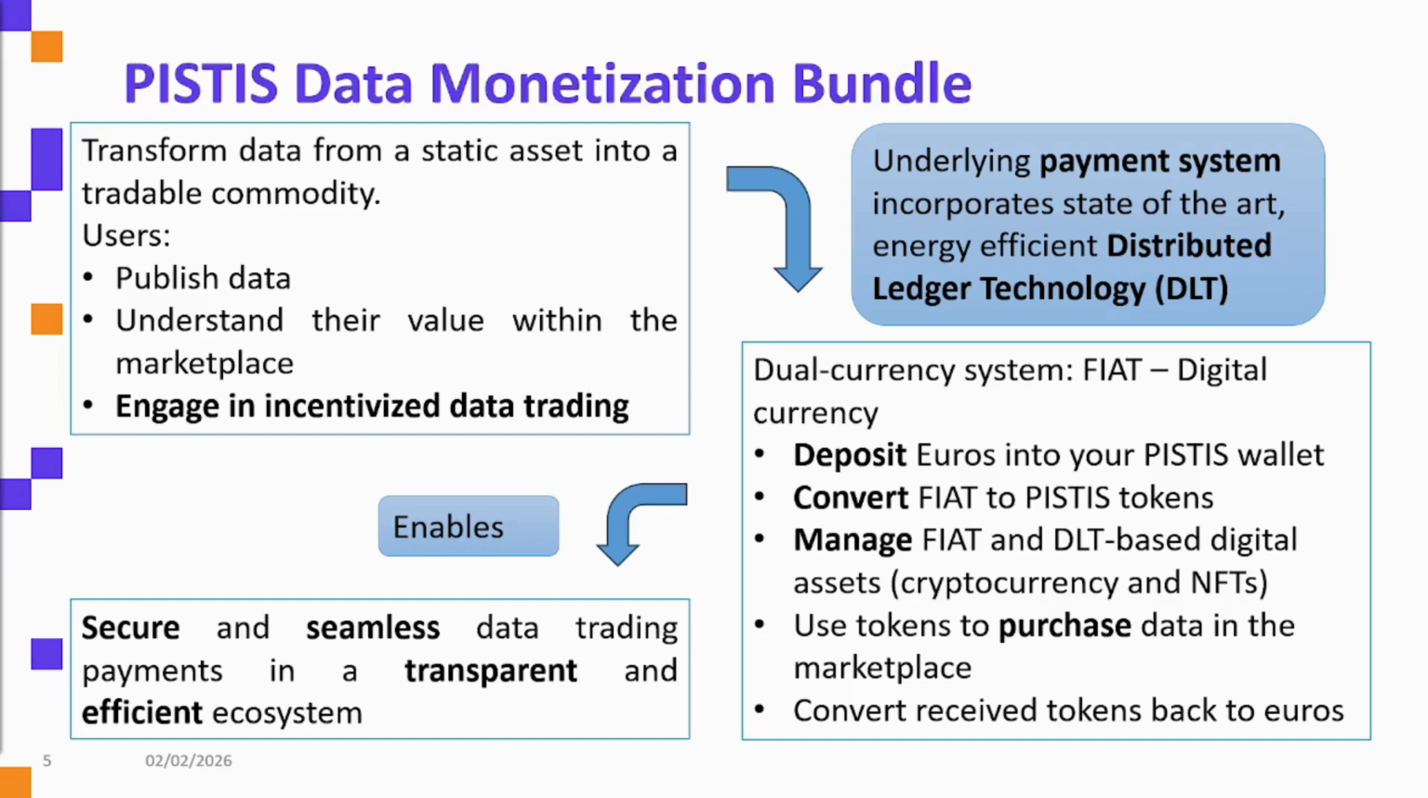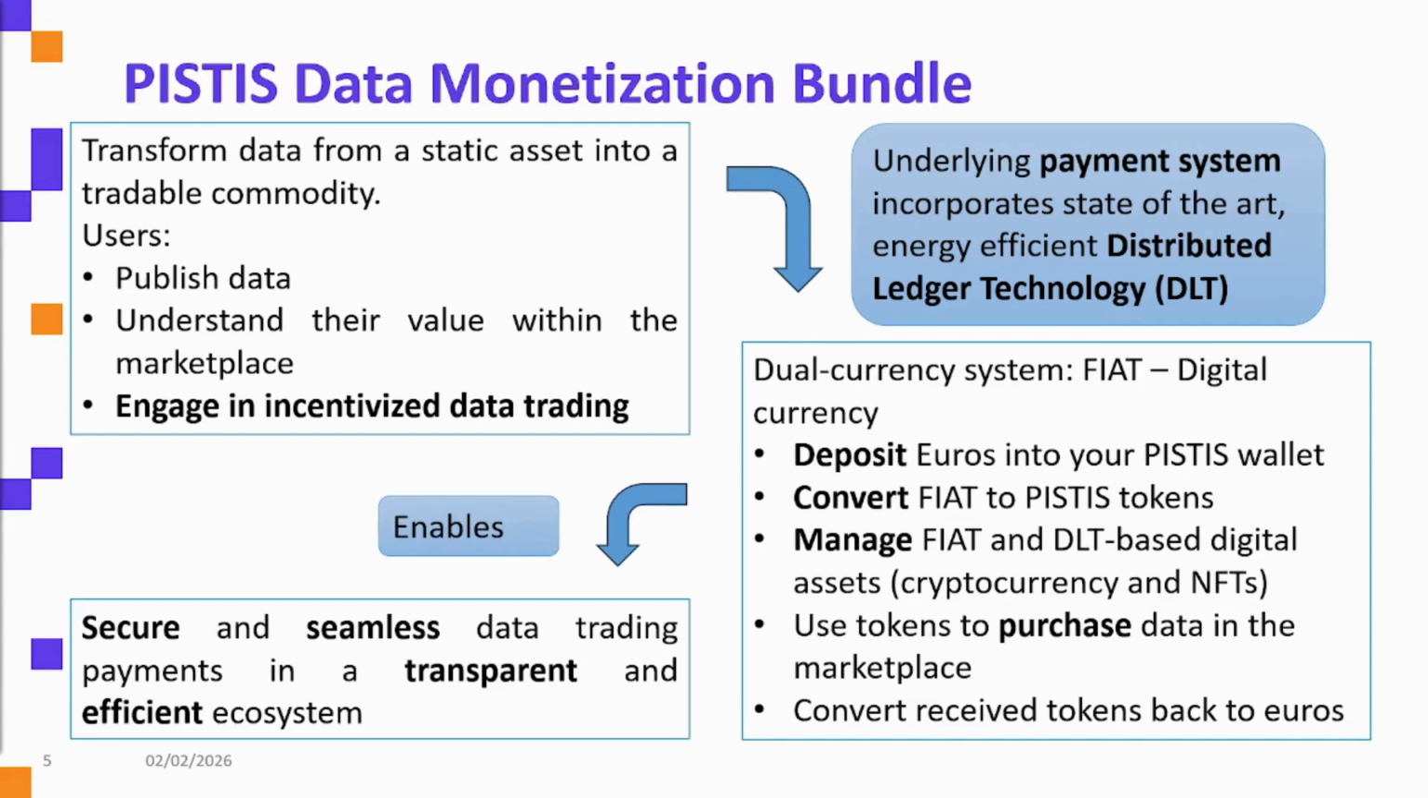The data monetization bundle leverages distributed ledger technology designed specifically for payments and digital asset trading. Unlike energy-intensive blockchain protocols that require massive computational power, PISTIS uses an efficient, scalable solution suitable even for resource-constrained environments. Users operate within a dual currency system: euros, from traditional money maintained in banking systems, and PISTIS tokens, from DLT-based tokens used for data marketplace transactions. The bundle manages conversions between these currencies seamlessly.